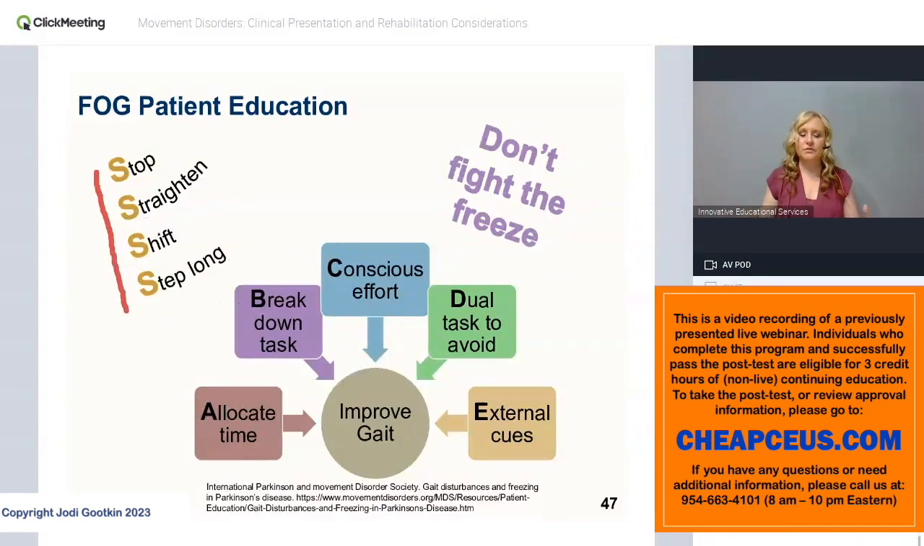So when the person freezes, stop. You don't have to move now. It's okay. Stop. Do something different. Stand up straighter. Do a little weight shifting. Now try and step. You're breaking that cycle. You're taking it out of that loop they're stuck in, because that automatic let's go is not there. That's what's not functioning.